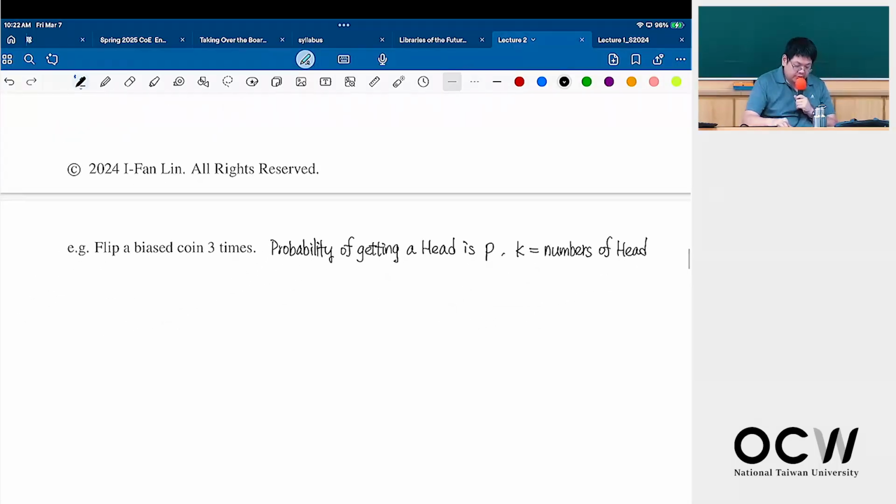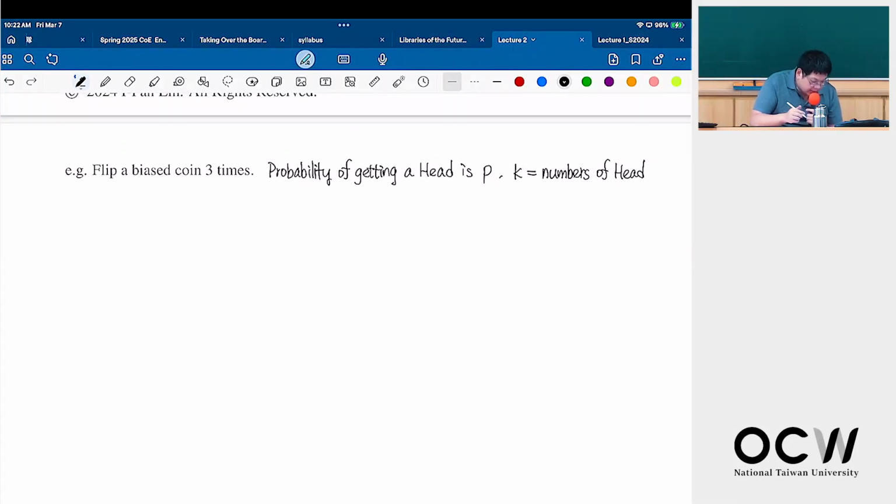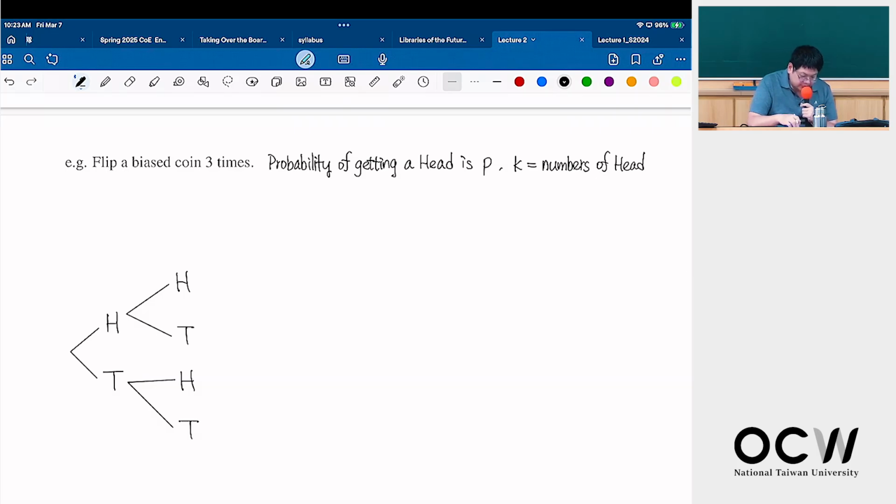So if I flip the coin the first time, I'll get either head or tail. My second time, it's also either head or tail. Third time, also head or tail.